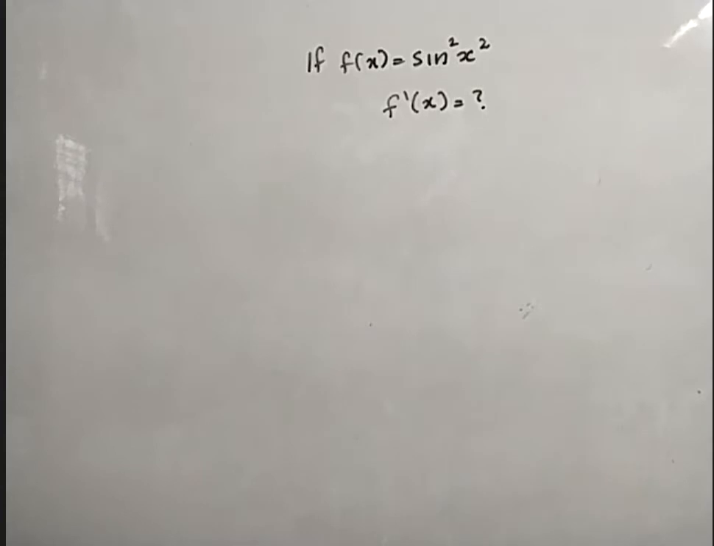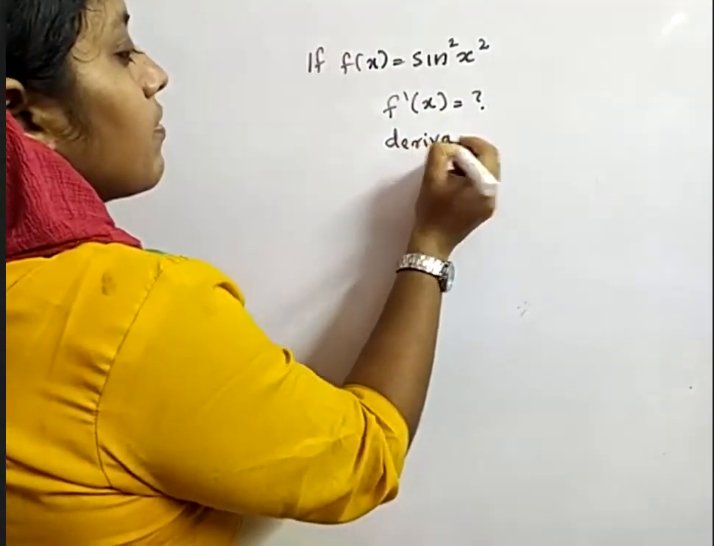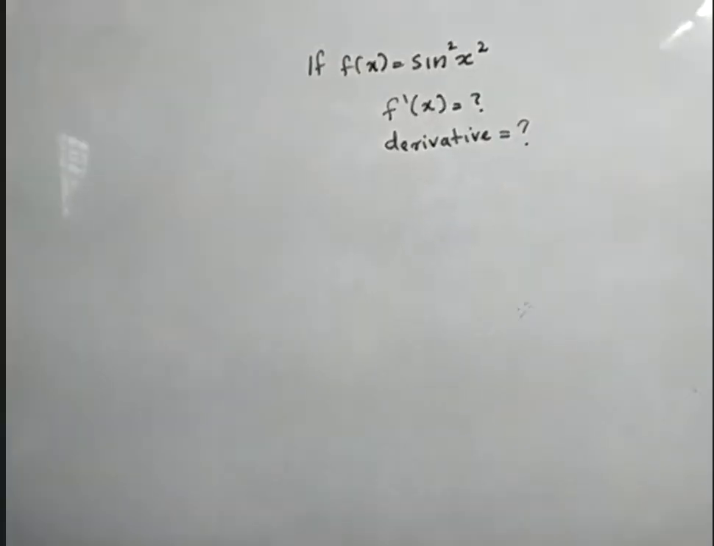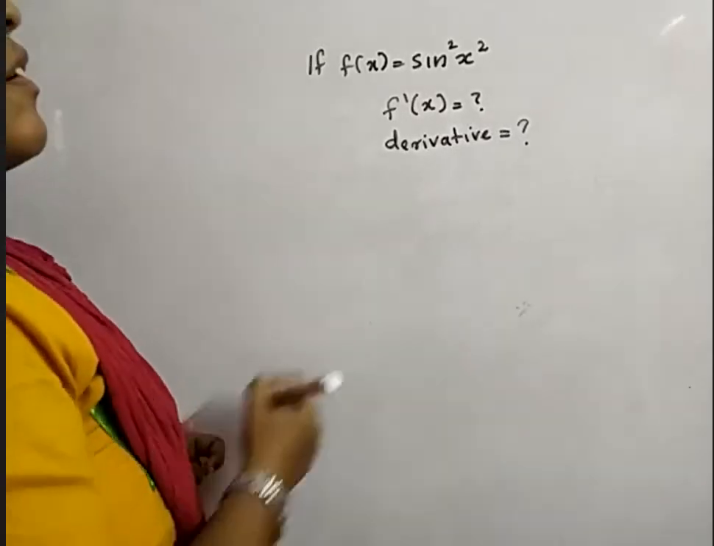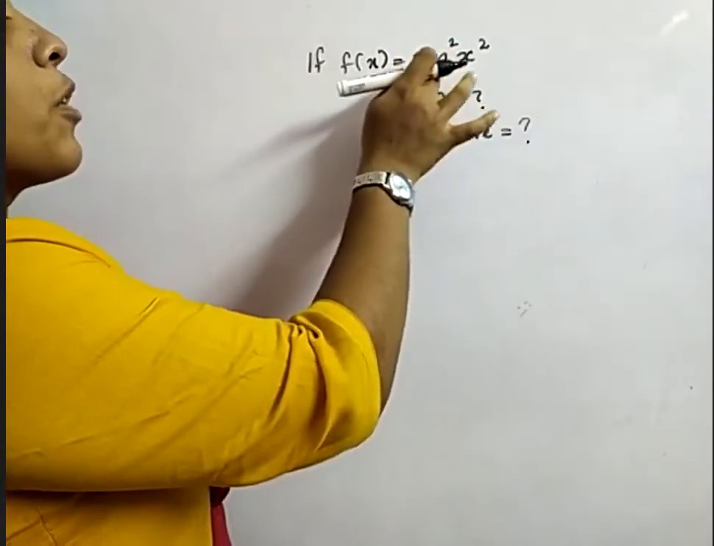F dash x means just derivative. How to do this? See, is this chain rule or product rule?